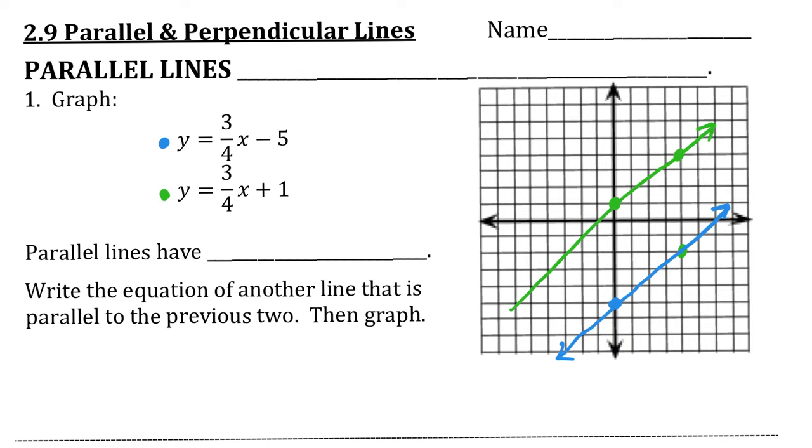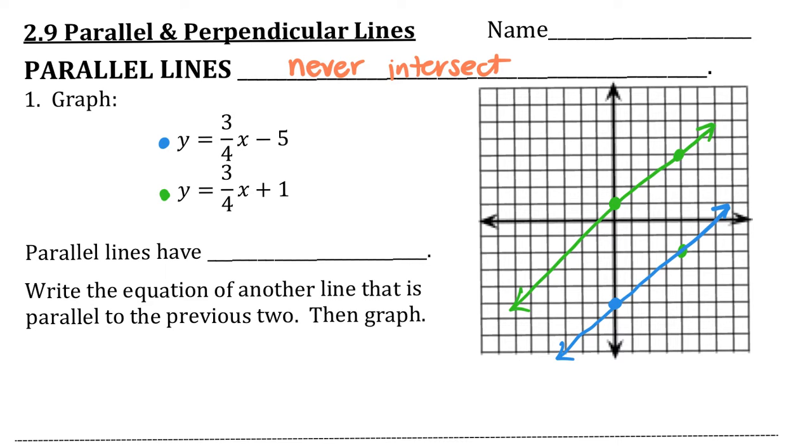Okay, these are parallel lines. If you look at them, they're running the same direction, the exact same direction. Even if they went forever and ever in each direction, they would never intersect. So the definition of parallel lines is that parallel lines are two lines that never intersect, no matter how long they're extended.